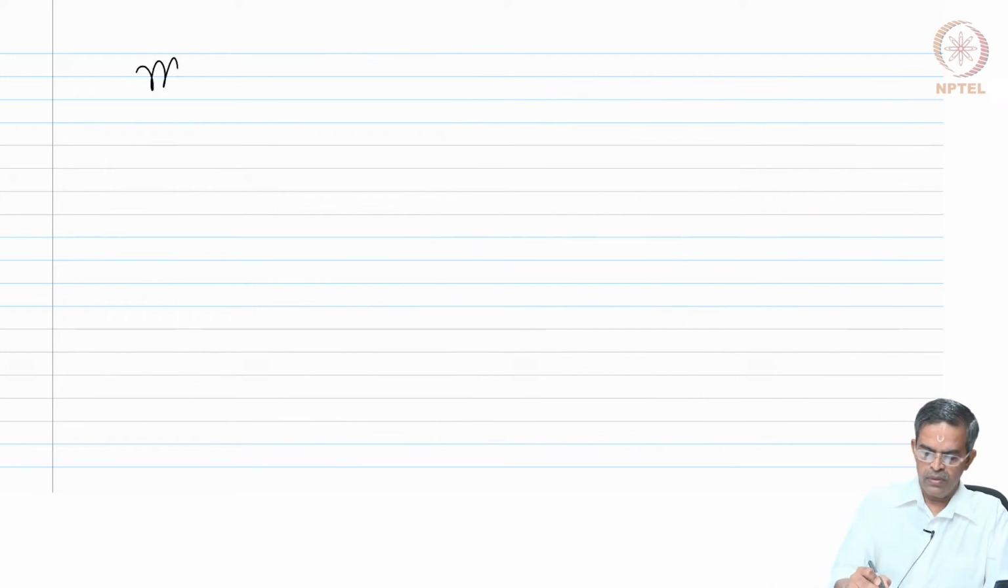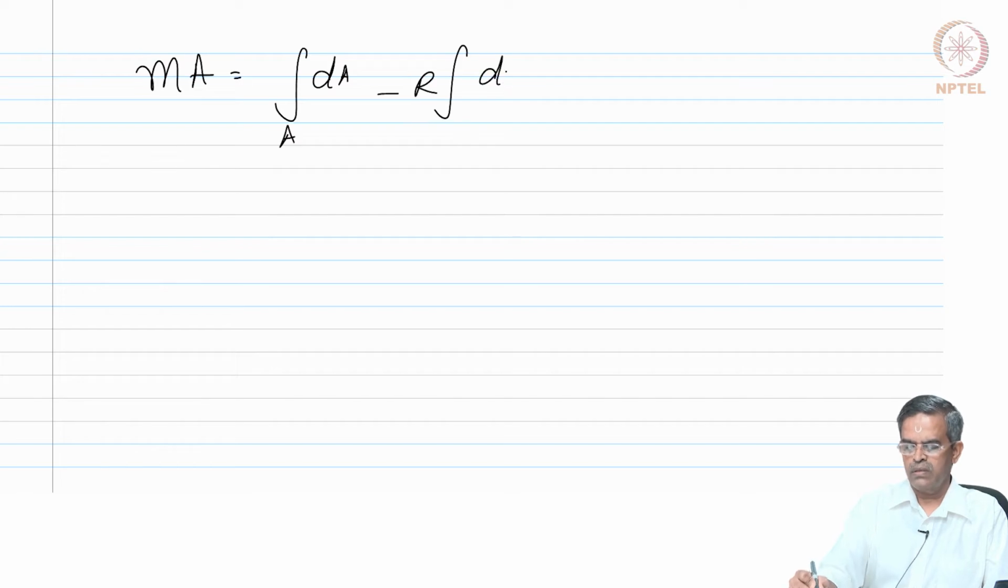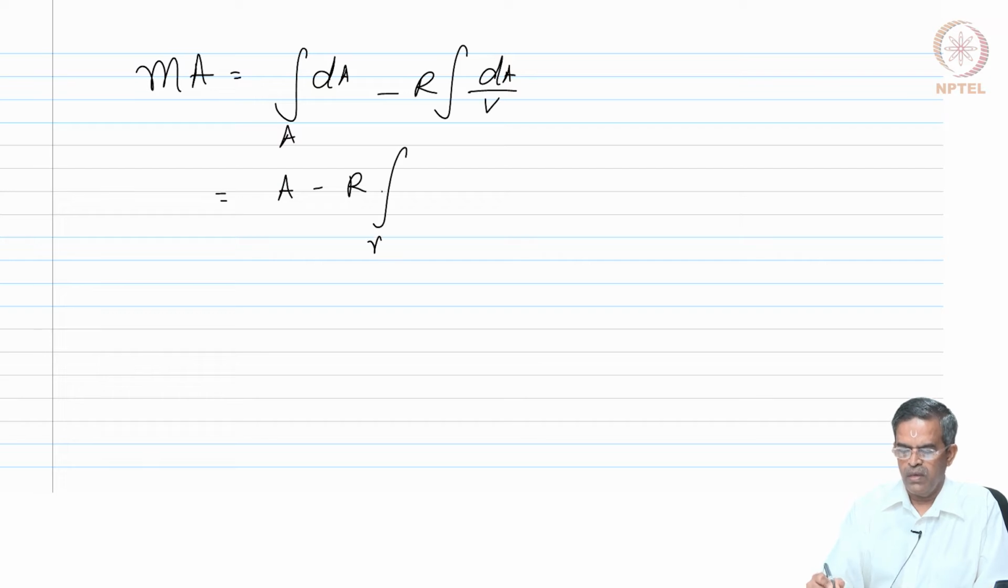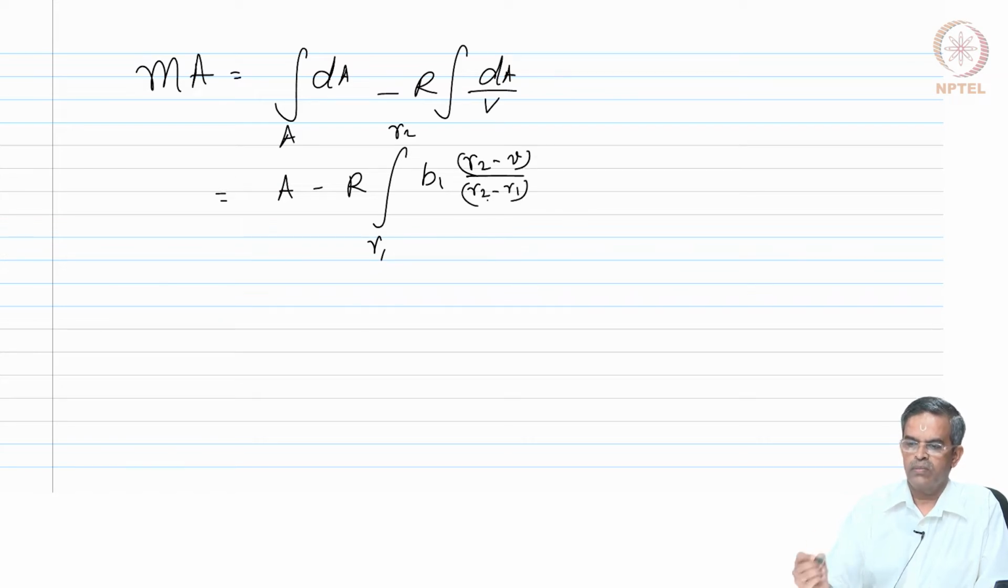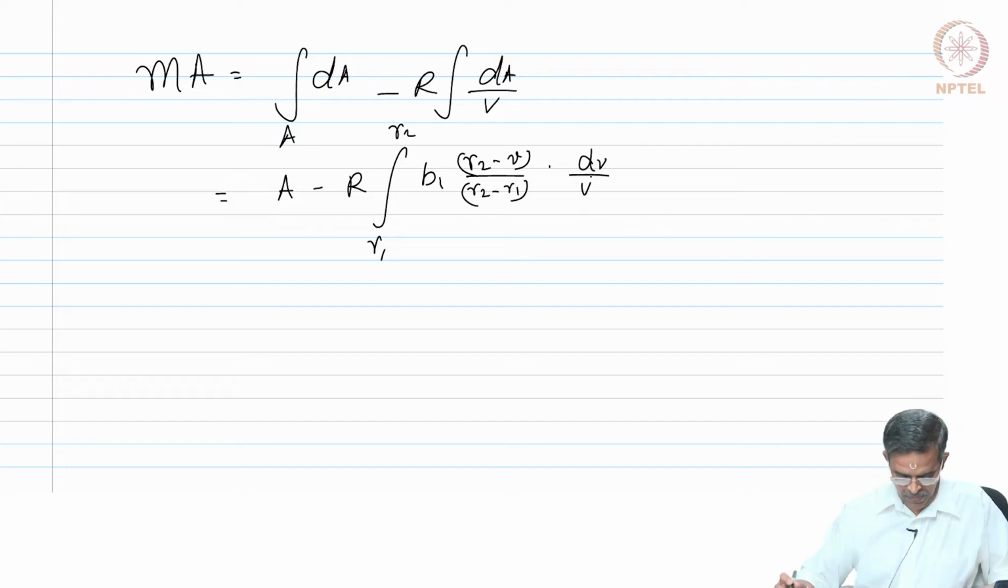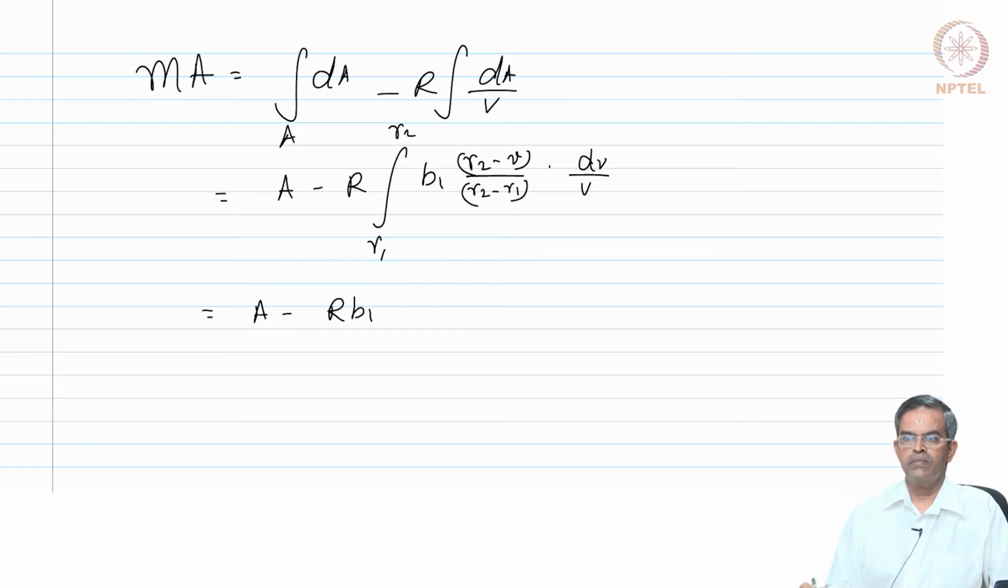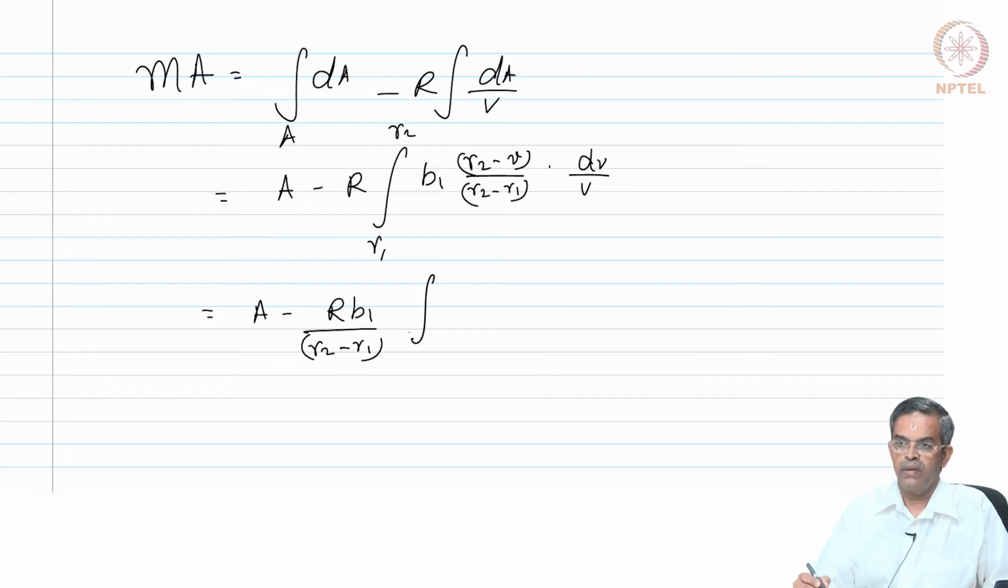Now, MA is integral dA minus R dA by V, which is going to be A minus R times the integral R2 to R1 of B1 times R2 minus V by R2 minus R1 of dV by V, which will now become A minus R B1 by R2 minus R1 of integral R1 to R2 of R2 minus V into dV by V.